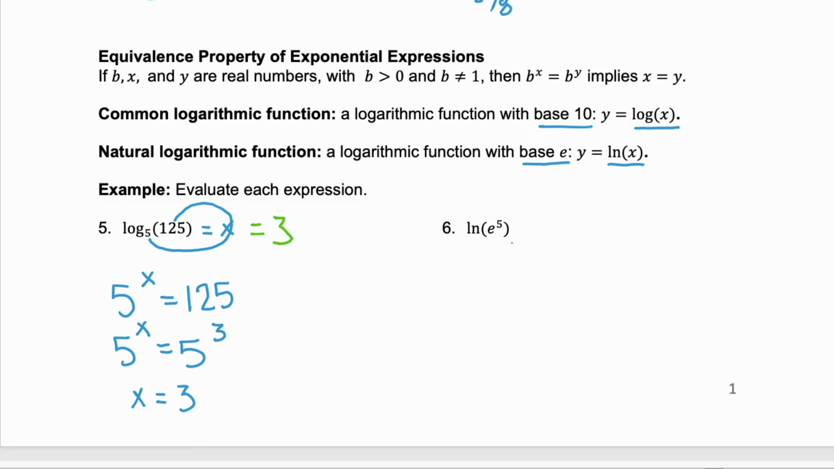Let's try that now with a natural log. The natural log of e to the power of 5. We're going to say it's equal to x so that we can find x. Remember, a natural log has a base of e. So this is e to the power of x equals our argument, e to the power of 5. The base is identical, e, which tells us that the exponents are identical. So the solution here for the natural log of e to the 5 is 5.